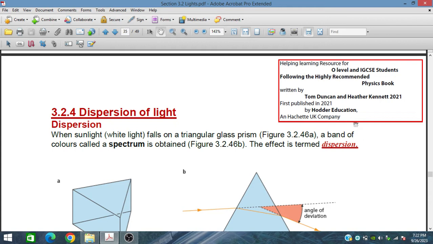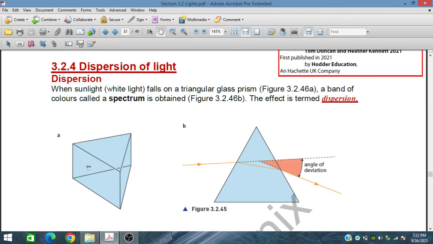Dispersion of light: when sunlight or white light falls on a triangular glass prism, a band of colors called a spectrum is obtained. This effect is termed dispersion. The white light enters the prism and disperses into various colors, and this effect is called dispersion.